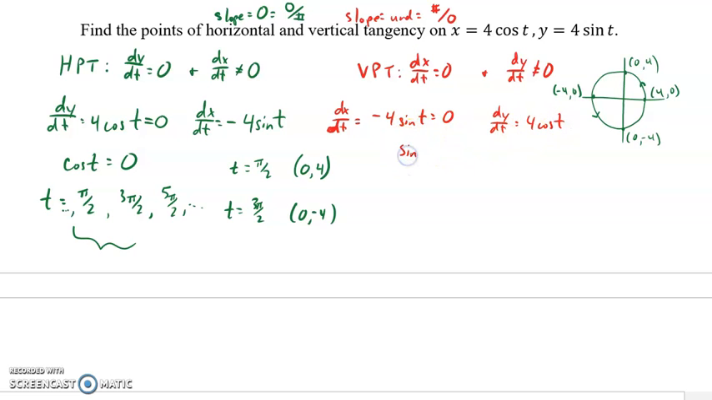We're going to find that sine of t equals 0 when t equals 0, and pi, and 2 pi, and 3 pi, and 4 pi, and the other direction with negative pi and negative 2 pi, all that jazz, right? So again, we're just going to worry about two of these values, t equals 0 and t equals pi. When t equals 0, we get the point (4, 0). When t equals pi, we get the point (-4, 0). And those are the points that have a vertical tangent line.